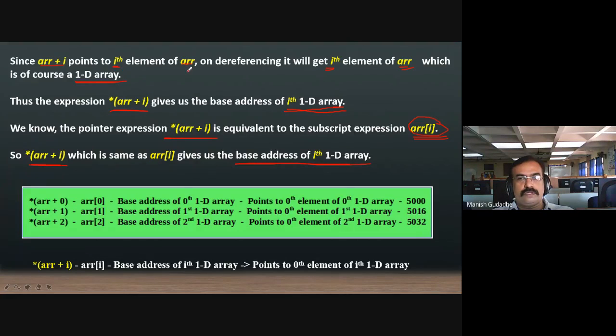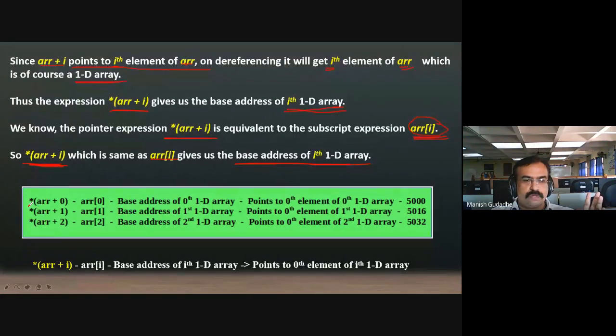Which of course points to the first element of the array. The first element of the array is the array itself. That's why it is pointing to the base. This will return the base address, and this will also return the base address of the ith row.